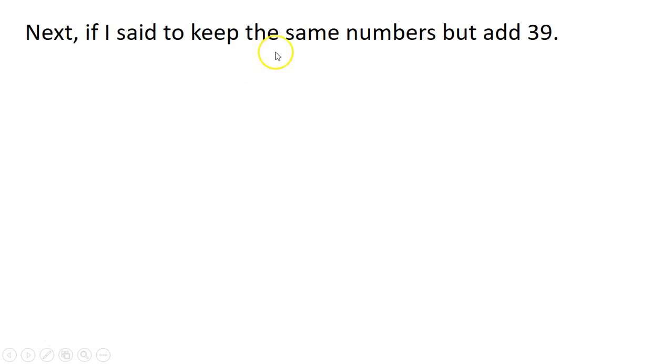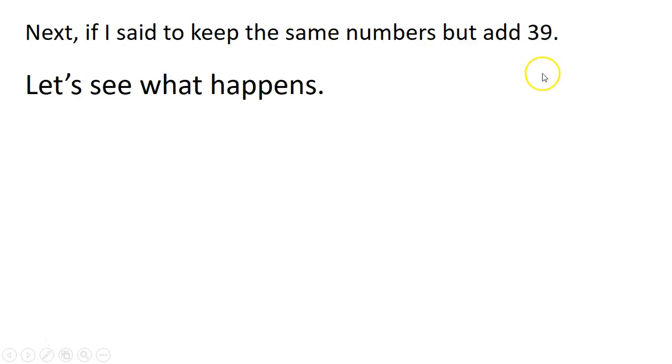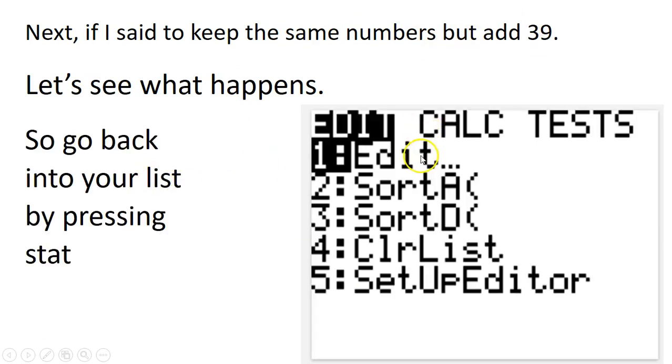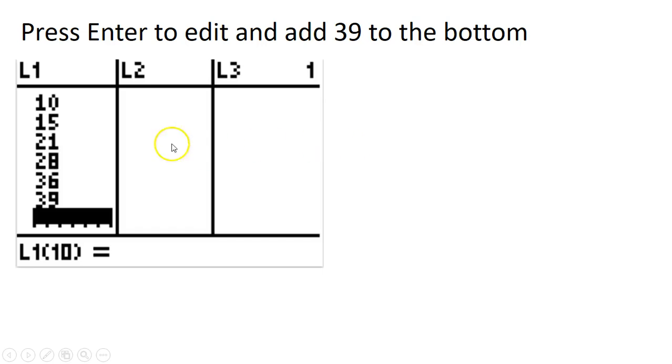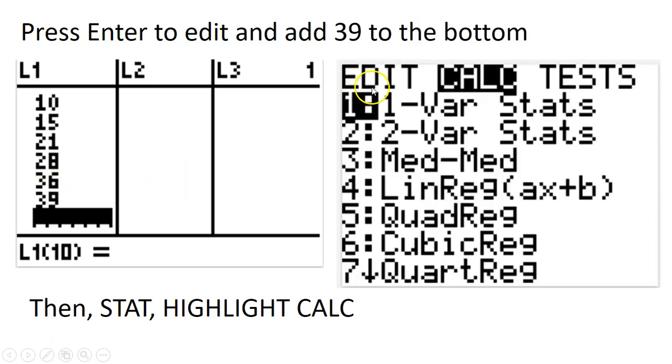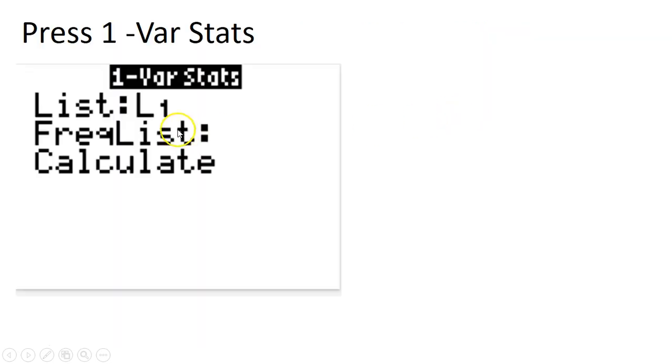If I said to keep the same numbers but add 39 to it, let's just see what happens. Go back into your list. That's all you've got to do. Go back, edit. All right, we just go the whole way down and we just add 39 to the bottom. Okay, so that's all I'm going to do. And we press stat again, and we arrow key over to calc. We do one variable stat again, right? We make sure it's in that list 1.